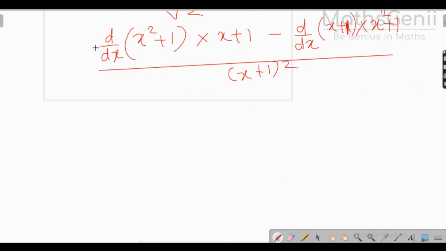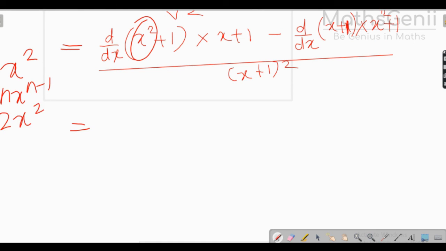Now what remains is just to solve. What is the derivative of x square? n x raised to n minus 1, right? So 2x raised to 2 minus 1, which is 2 minus 1 is 1. So the derivative of x square is 2x.